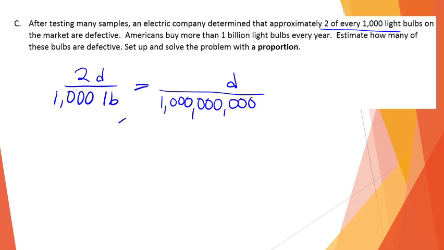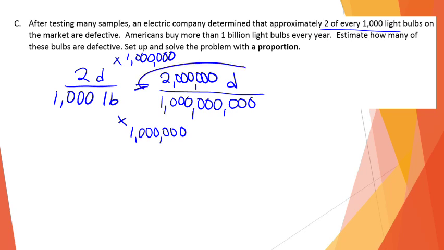And so I need to find this scale factor. 1,000 times what makes 1 billion? The scale factor is 1 million. 1,000 times 1 million makes 1 billion. And then 2 times 1 million would get us 2 million. So out of the 1 billion light bulbs, we're saying that around 2 million of those are defective.